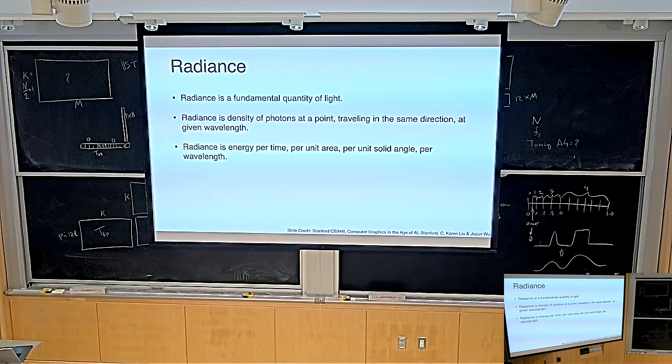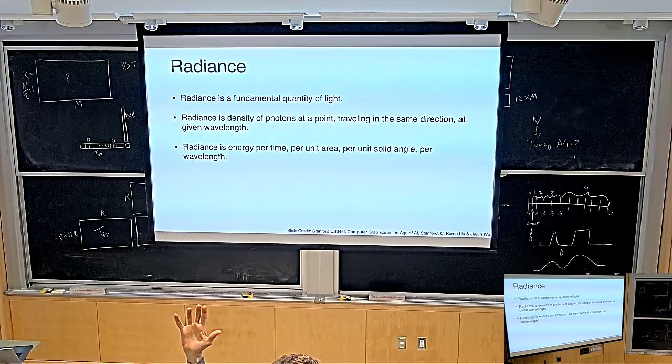So, okay, time makes sense. Unit area also makes sense. So it's like an infinitesimal point, so like the density of photons traveling through an infinitesimally small point. Per unit solid angle, solid angle is basically... I realized we didn't talk about this last time. Do people know what solid angle means? So, good, should have explained it.